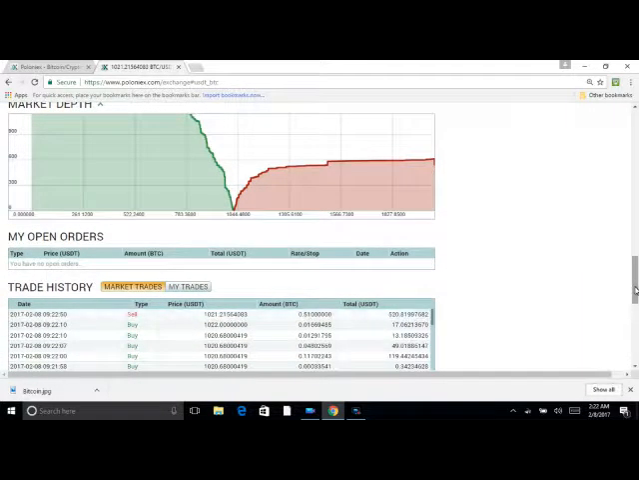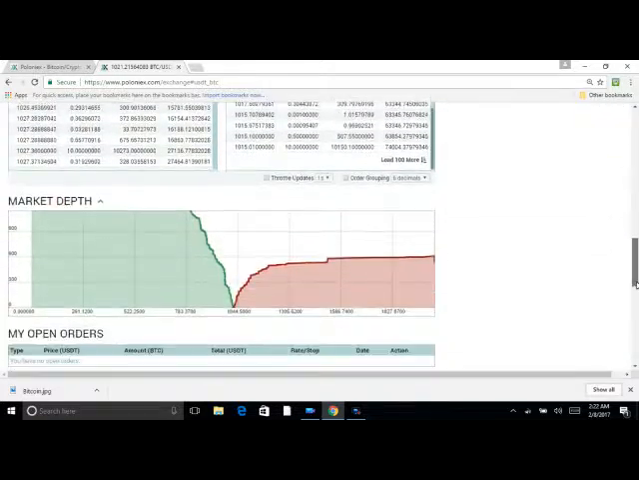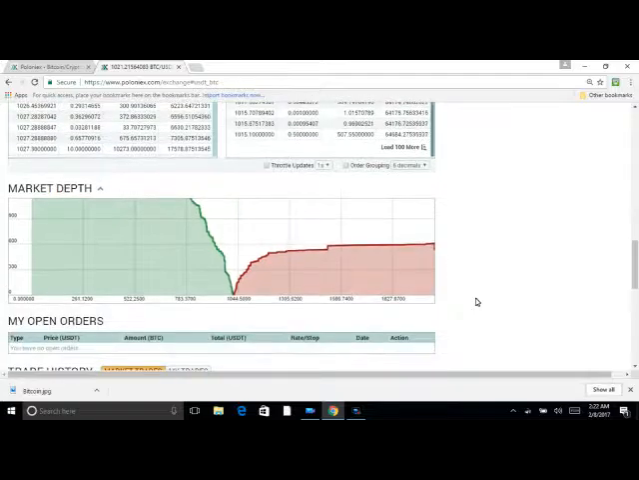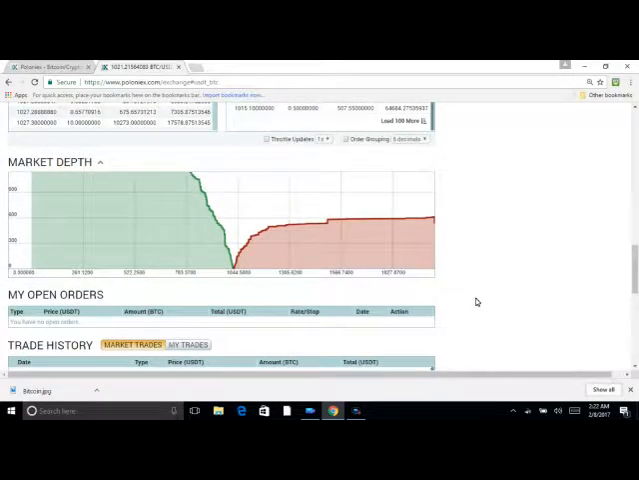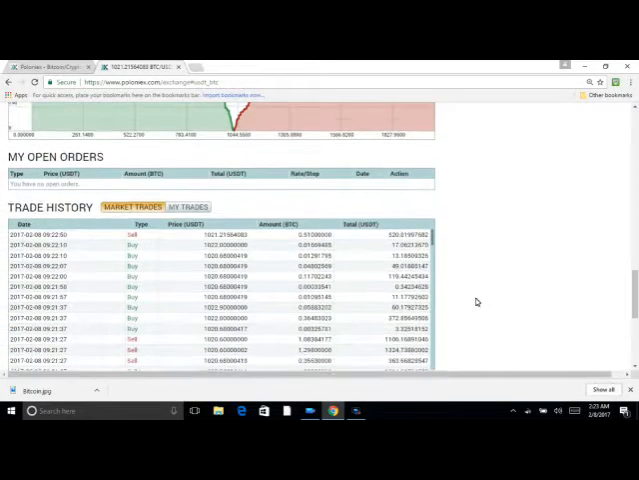Here you can see the market depth. The green represents all the buy support that the coin has. The red represents essentially the hurdle that the price would have to jump over to continue to rise.